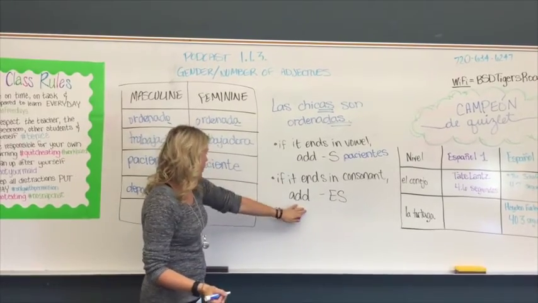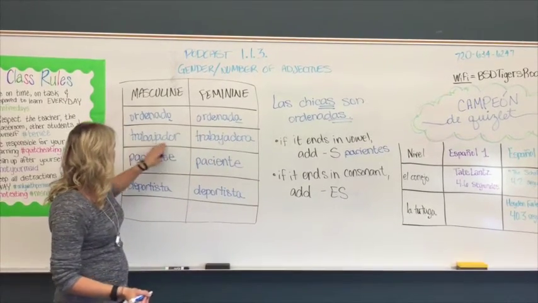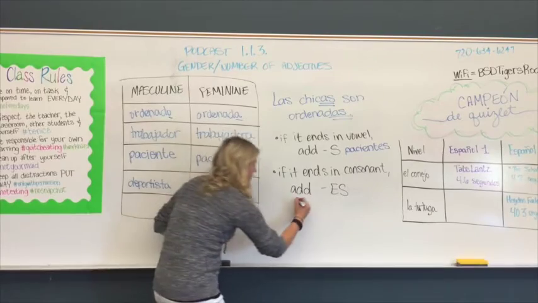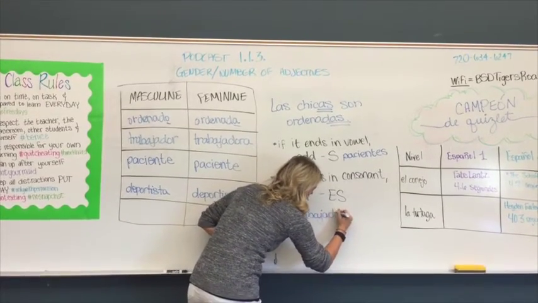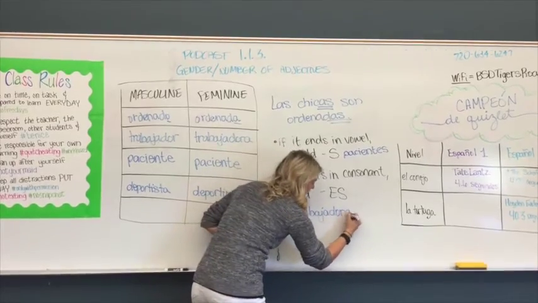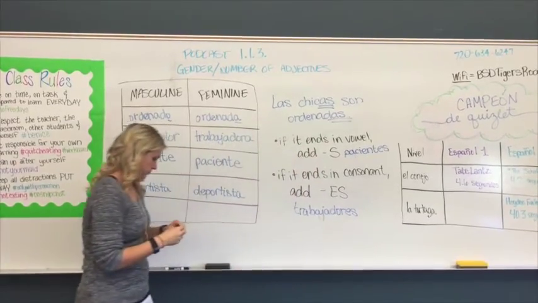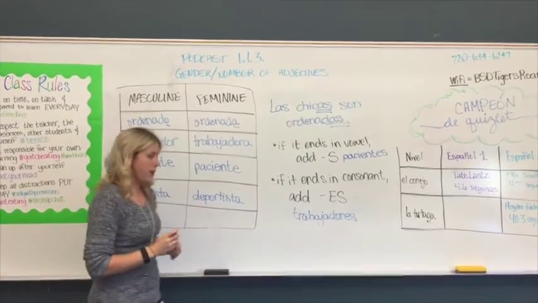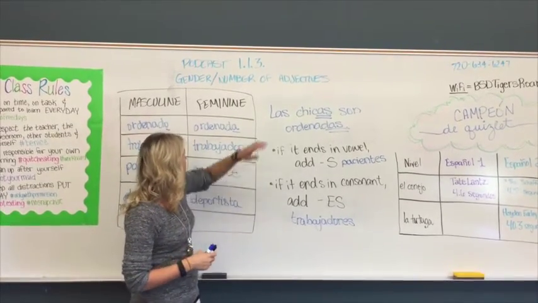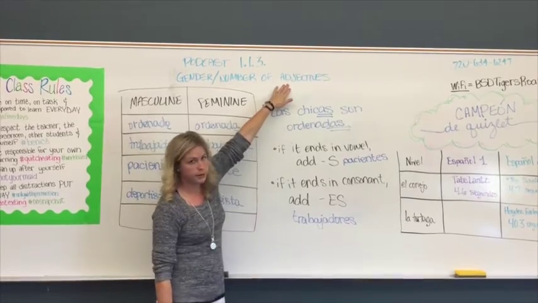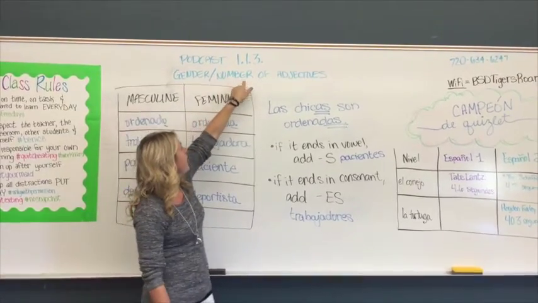And then ends in a consonant, let's use trabajador. You would take trabajador and make it trabajadores. All right, so after viewing this video, you need to know the rules for matching adjectives to their nouns in both gender and number.